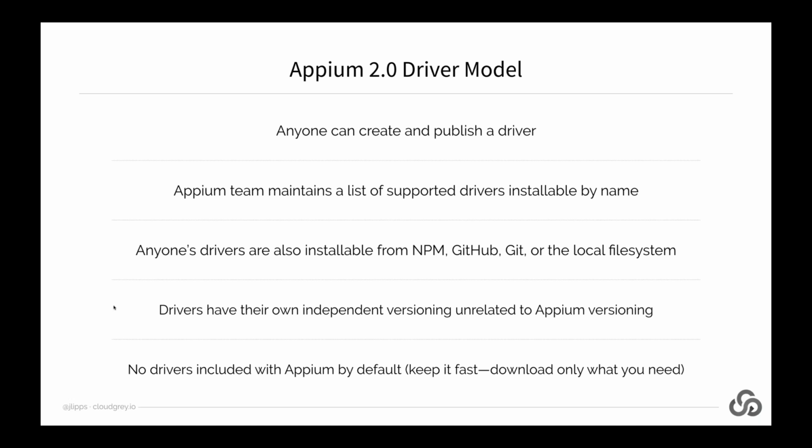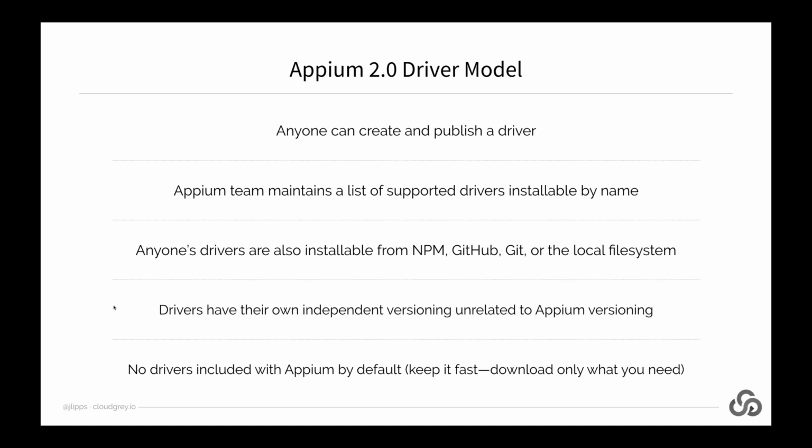Instead, the Appium team will just maintain a list of supported drivers and what their names are. So the official drivers will just be a list that everybody will be able to install by name, but that doesn't keep you from installing anything else, any unsupported or unofficial driver as well. So as I said before, any driver that you create would also be installable from NPM, from GitHub, from any other Git repository you have access to, or even the local file system, if you just have a driver that you're playing with or that you're distributing as tarballs around your team or something like that.